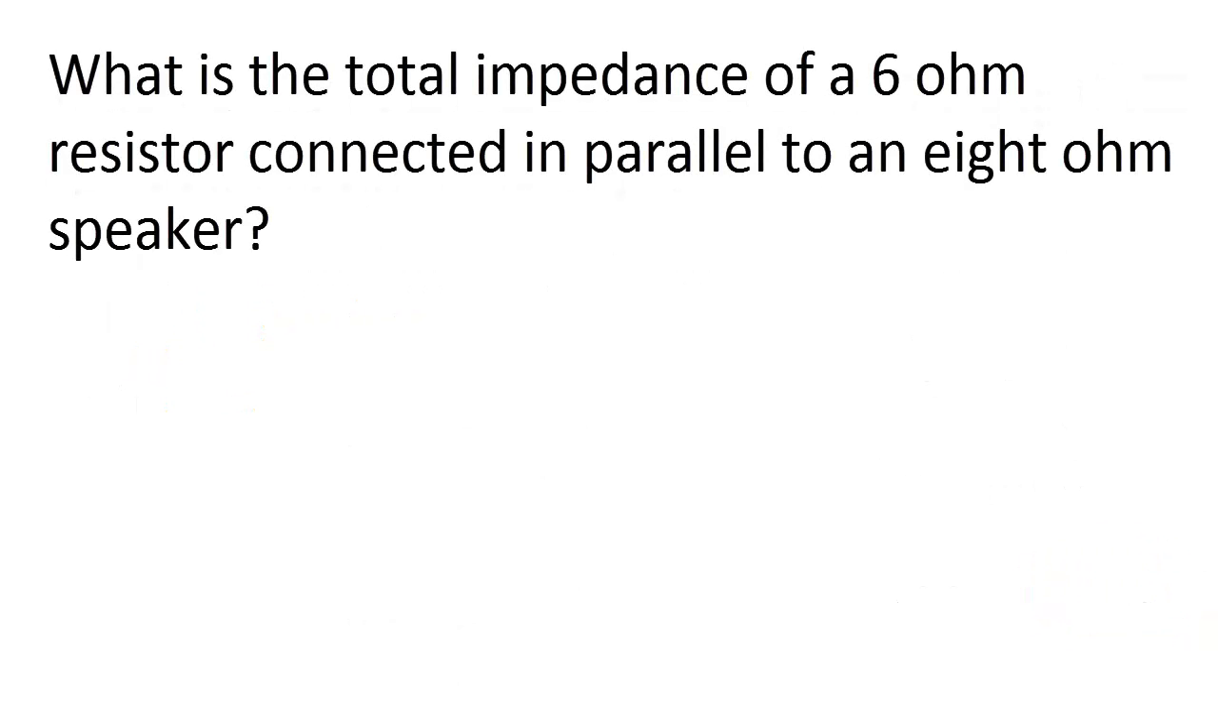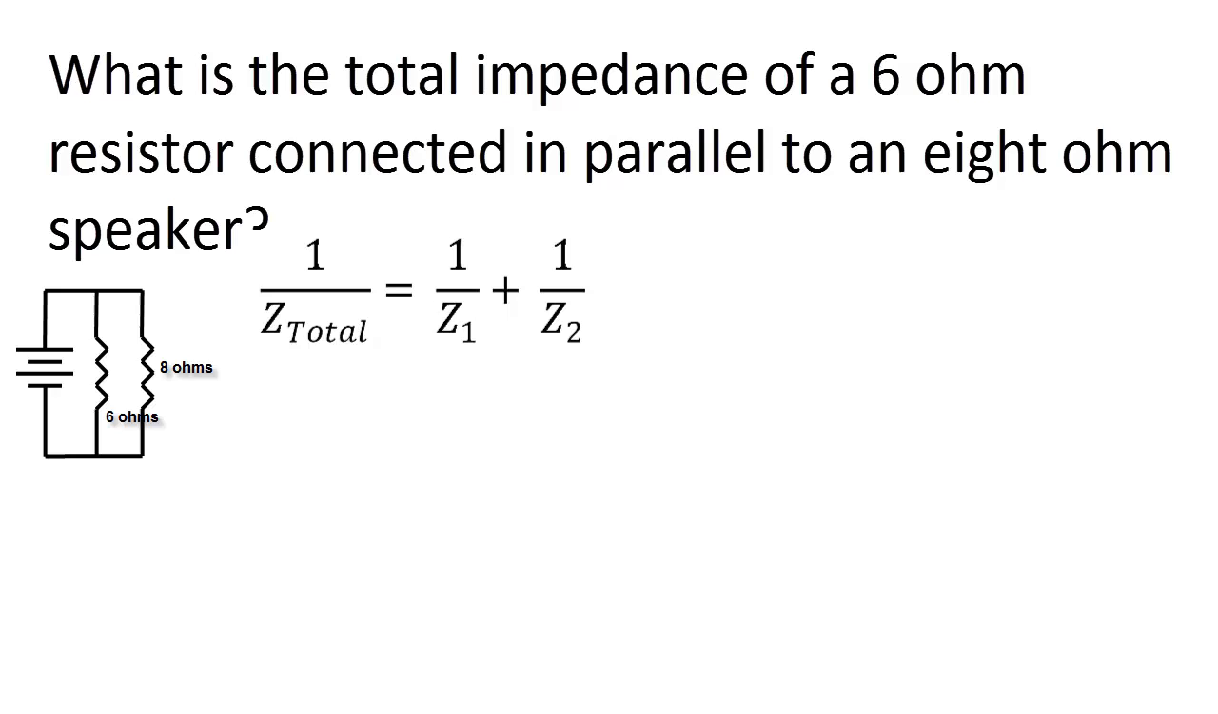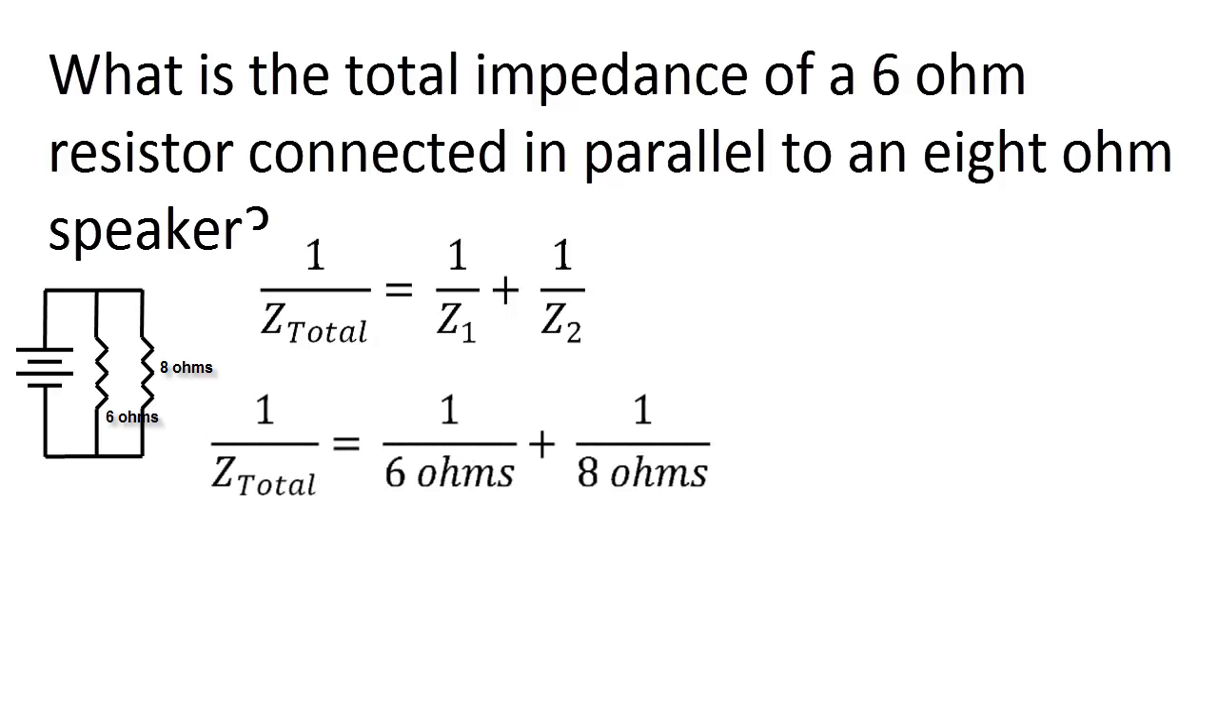If you have two unequal loads connected in parallel, it can be easier to use decimals instead of fractions. In this problem, I have a 6-ohm load connected to an 8-ohm load. I will use the same formula as in the previous problem. This time I'll substitute 6 for the first impedance and 8 for the second. Instead of finding a common denominator, I'll divide 1 by 6, which gives me 0.1666667. I'll round that off to 0.167. 1 divided by 8 gives me 0.125.